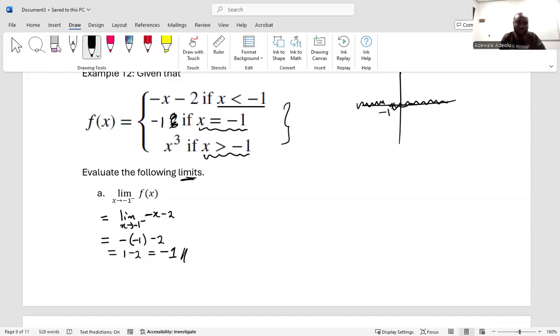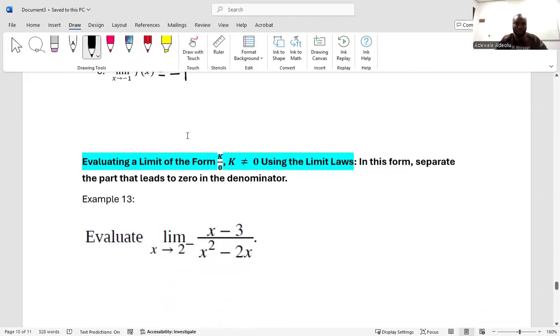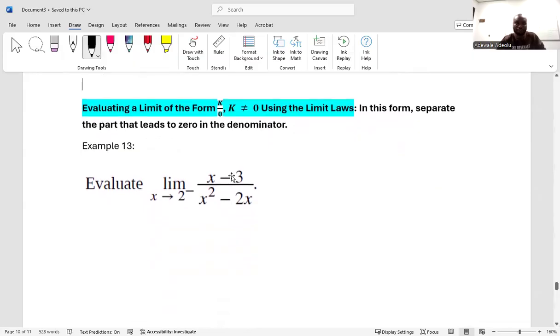Oh, maybe since I'm not considering that, I can leave it the way it is. Never mind. Okay, so that is how to deal with that. Limit from the right, limit from the left, then we can conclude that if they are the same, the limit exists and it is exactly what we have for both one-sided limits.